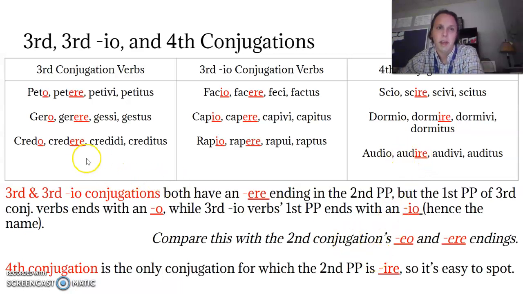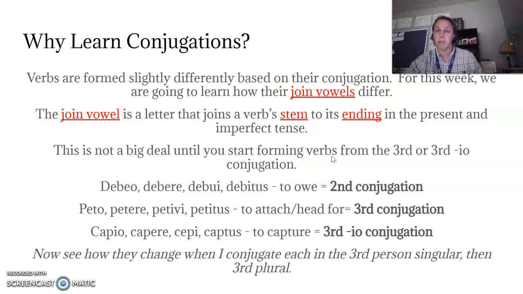So for second, third, and third IO, you've got to look at the first 2 principal parts. For fourth and first, you only have to look at the second principal part to tell you which conjugation it is, which is all really interesting, but why is it important?